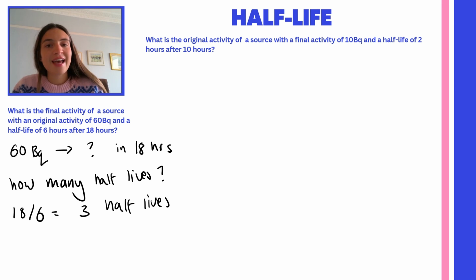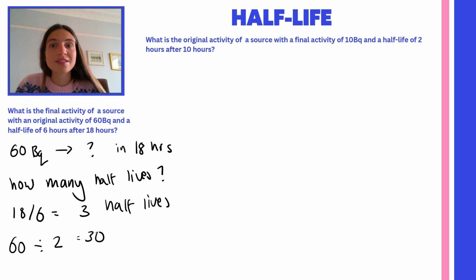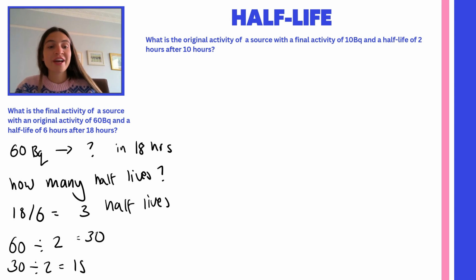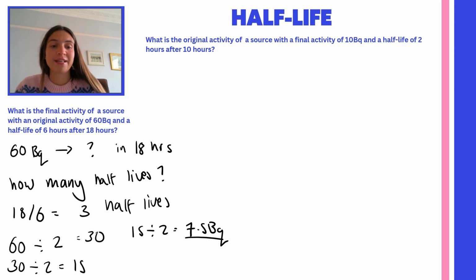Okay, then comes the part where I start dividing by 2 to find my final activity. So 3 half-lives tells me that 60 gets divided by 2 3 times. So if I do it once, I get 30. If I do it again, I get 15. And the final half-life passing, I get 7.5 becquerels as my final activity.